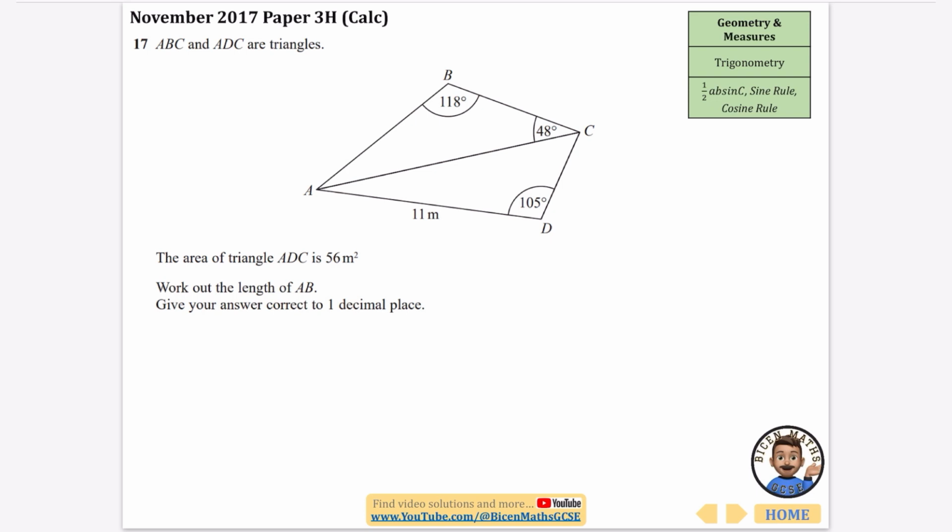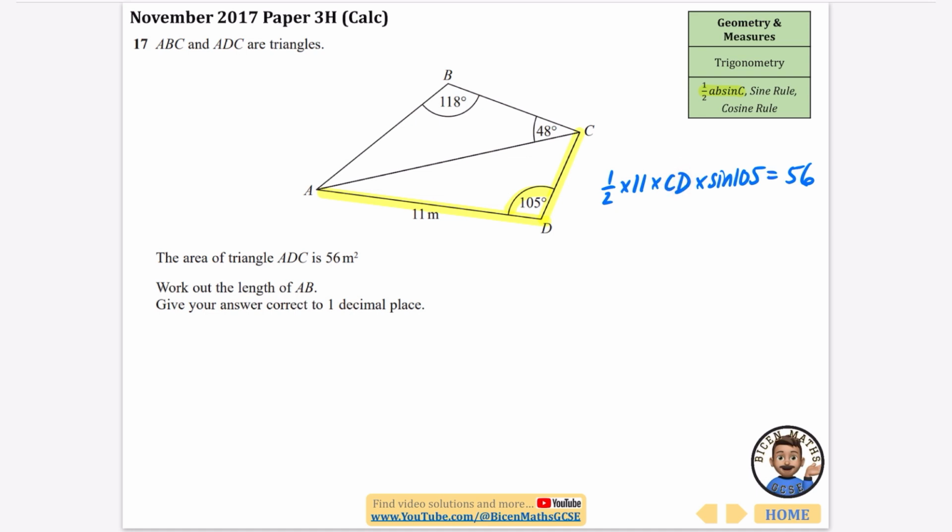The thing that I think we're going to start off with is that the area of triangle ADC is 56. So this one that we've got here has an area of 56. So if we use the half AB sine C rule, I can see that I have got a side and I have an angle, and I'm going to try and find out what that other side is using a half AB sine C. So because I know that the area is 56, I can say that a half multiplied by 11 multiplied by CD, multiplied by the sine of 105, that's my half AB sine C, that is equal to 56. I'm going to use this to find out what CD is.